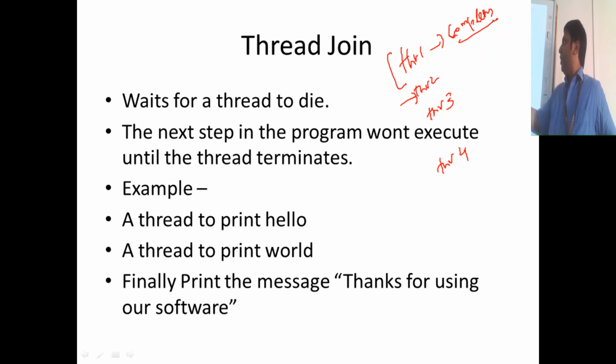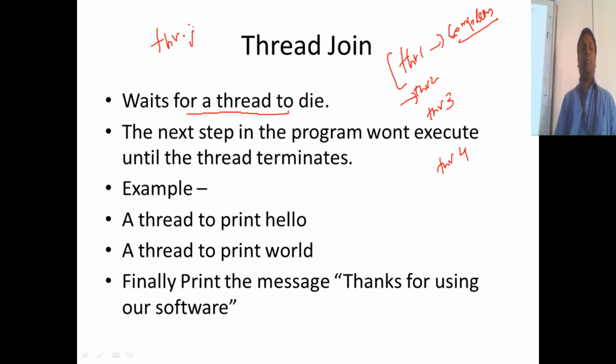I'm not worried about other threads, they can run parallelly. So what I will use is the join method. When I say thread1.join, the next step will execute only when this thread completes. Join is a method that waits for a thread to die. So when I call thr.join, until this thread dies, the next step will not execute. Only when this thread terminates, the next step will execute.